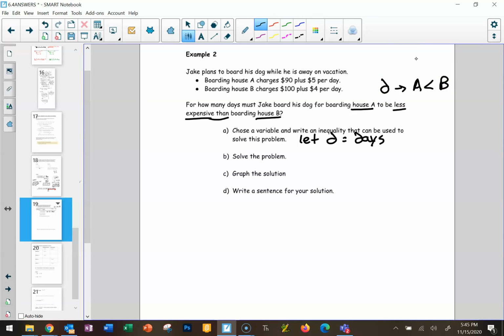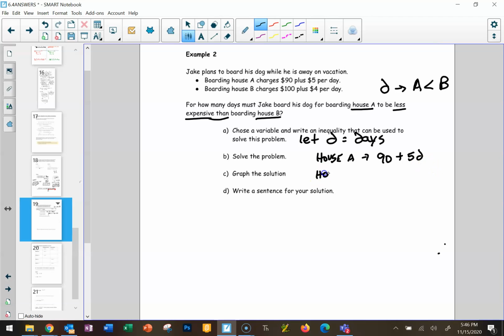In order for us to make the actual equation, we have to use the very specific information that is given to us here about boarding house A and boarding house B. So let's do that now. Let's look at boarding house A. So for house A, there's a fixed cost, which means there's a cost you pay regardless, which is $90, right? So let's just put that out front, $90, and then there's a $5 per day fee. So your total cost is going to be the $90 that you have to pay regardless, plus $5 for every day. So 5 times D would be $5 for every day. So that's going to be your total cost for house A.